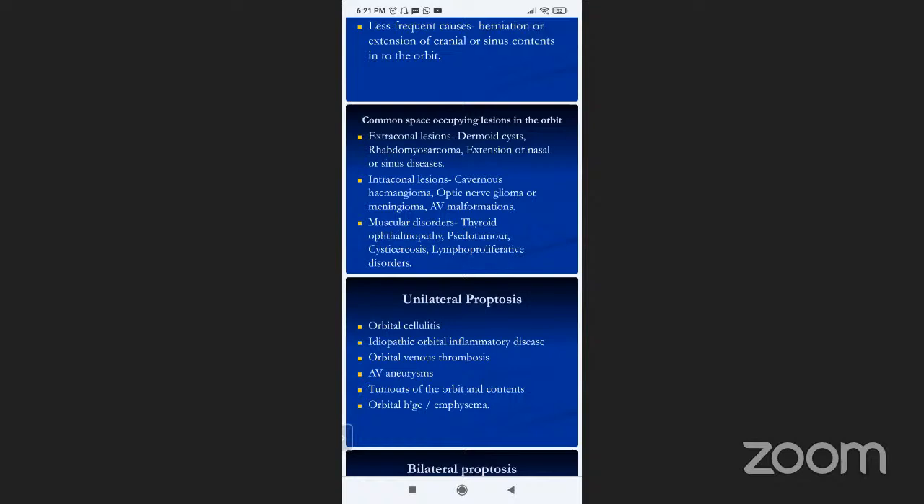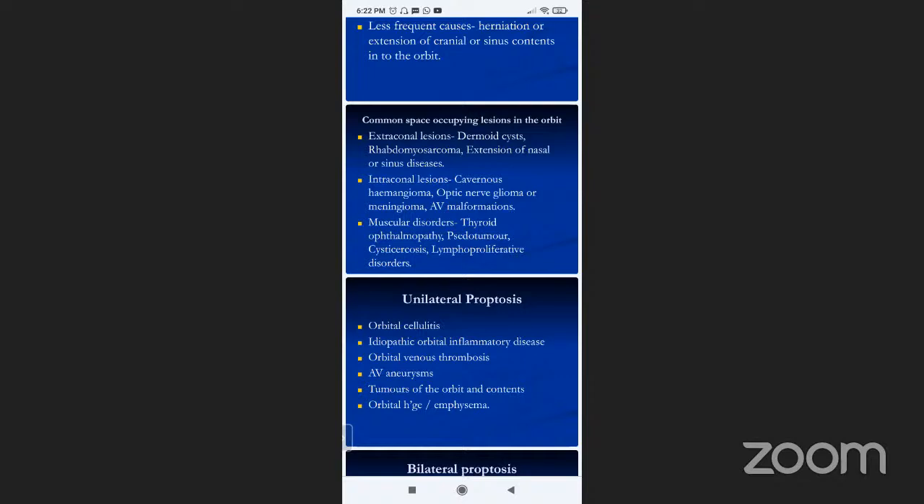Then common causes for unilateral proptosis. If one eye only is proptosed, the common causes are orbital cellulitis, that is inflammation of the cellular tissue of the orbit. Then idiopathic orbital inflammatory disease or pseudotumor, and orbital venous thrombosis, arteriovenous malformations or AV aneurysms, tumors of the orbit and its contents, then orbital hemorrhage or emphysema.